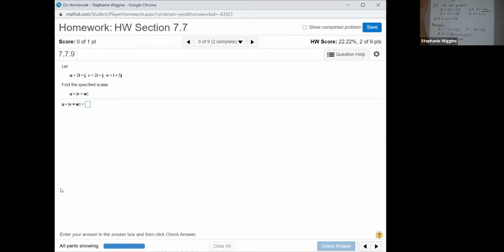Okay, let's do this one on paper. I'm keeping track of the time here, so we still have 15 minutes. So let's go ahead and do this one.